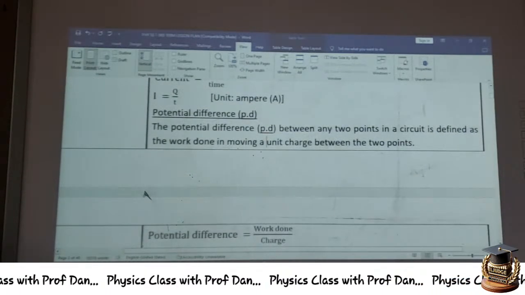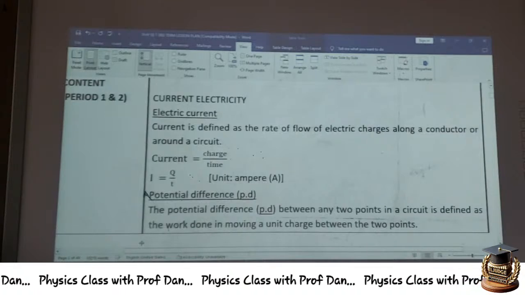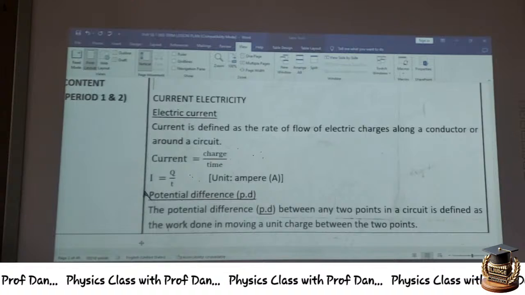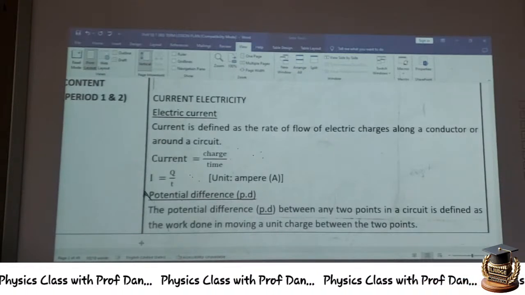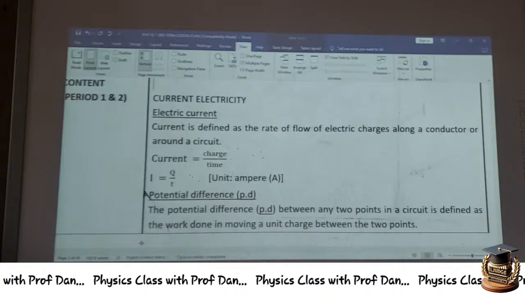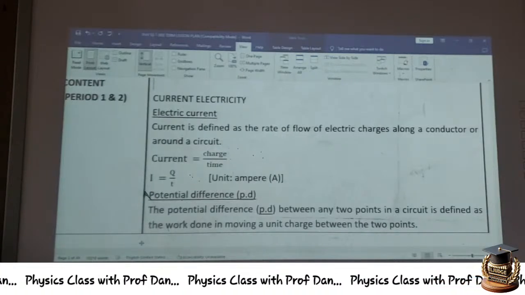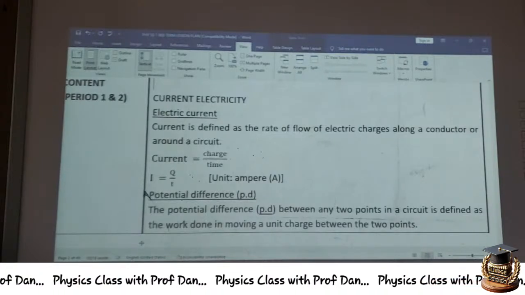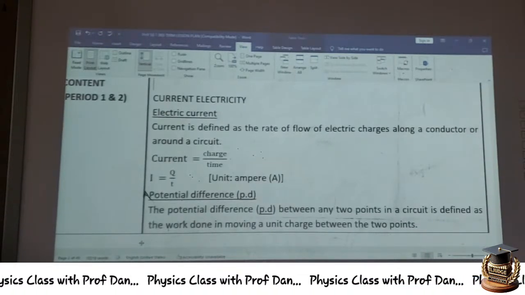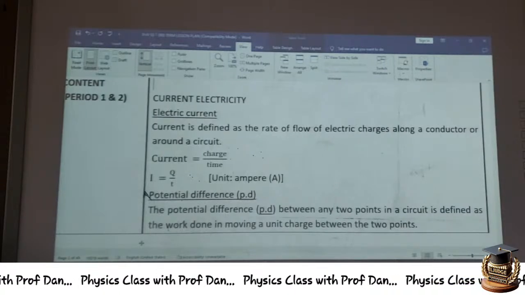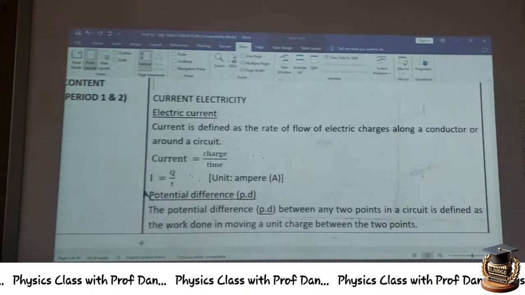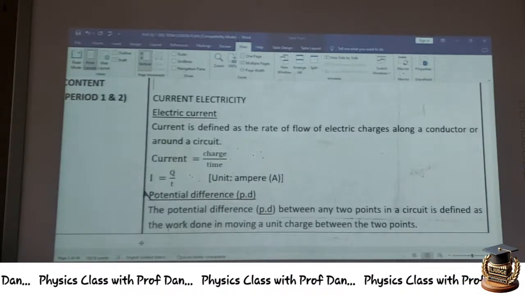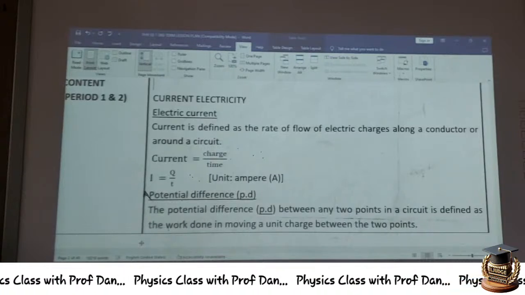So what's current electricity? In the previous term, we explained that we have 2 types of electricity. We have static electricity, which is the study of electric charges at rest. But when we look at current electricity, the word current means flowing. So we're looking at the study of electric charges in motion. So let's look at the word electric current.